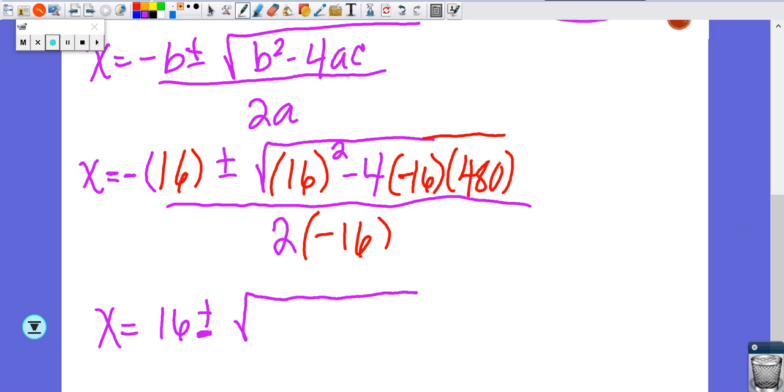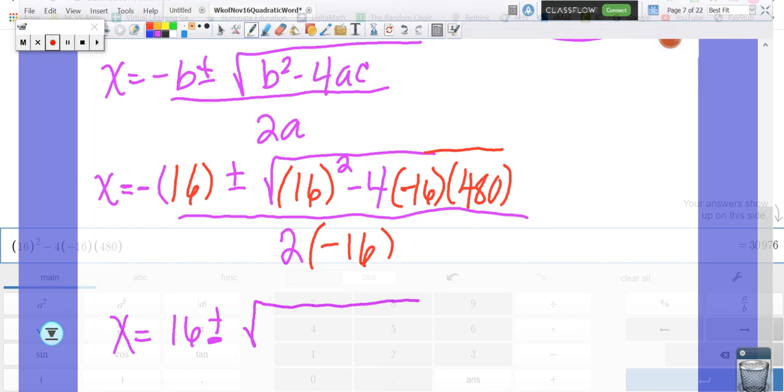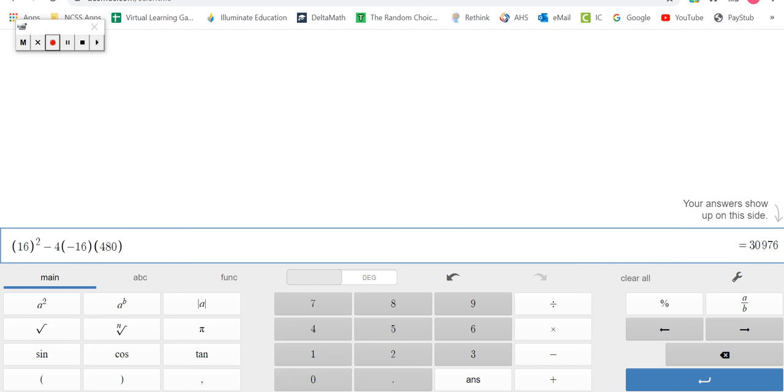16 squared minus 4. Okay, so parentheses 16. And I'm typing in exactly what I see. Squared minus 4 times negative 16 times 480. So this is my discriminant part. Let me make sure I got it all right. Yep. And then I'm going to push enter on that. That's 3,976.